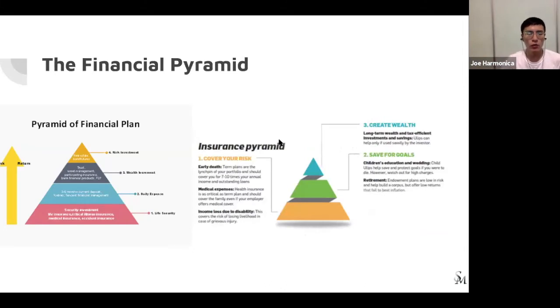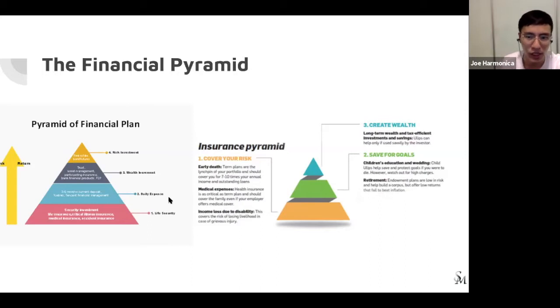So here I'm showing you a financial pyramid. This pyramid tells you what you need to plan for, from the very bottom to the top. The very bottom is about security, right? Security will be things like life insurance and hospital insurance, in the case where you fall sick or, God forbid, you pass away. You have a certain security that is able to pay your parents or your hospital bills, say, so you don't need to sacrifice the lifestyle or the wealth that you are building.